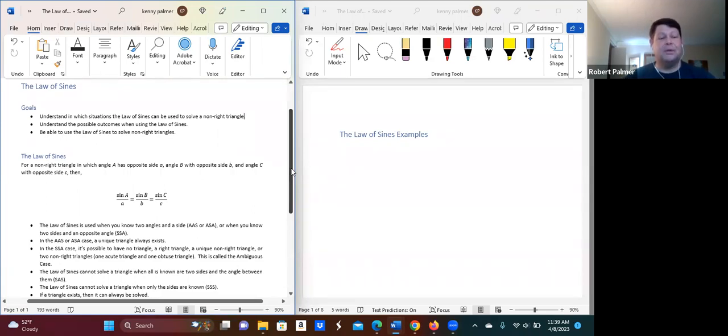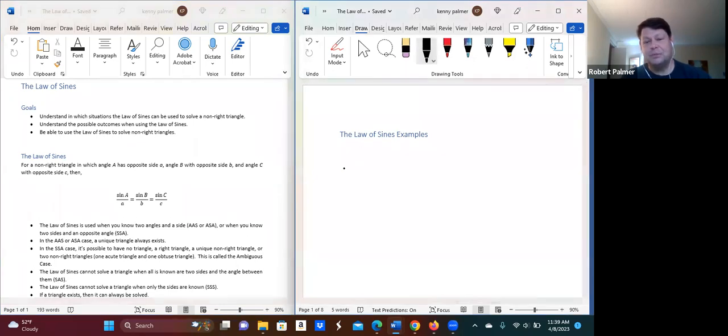a non-right triangle. So, of course, we know a right triangle is a triangle with a right angle. So, a non-right triangle is just a triangle that doesn't have a right angle. And generally, you can have sort of two situations.